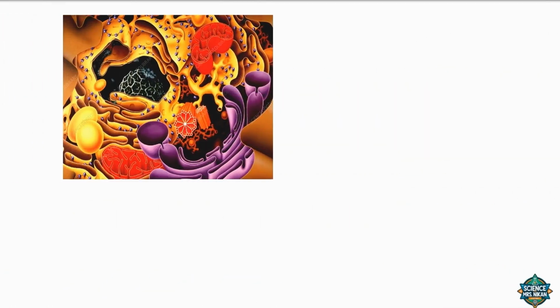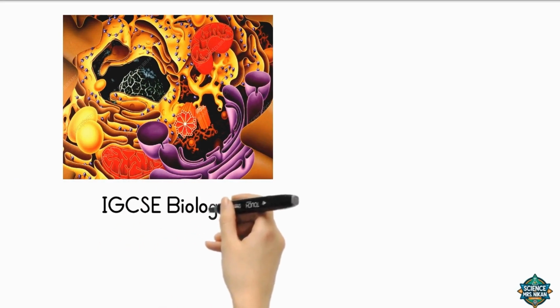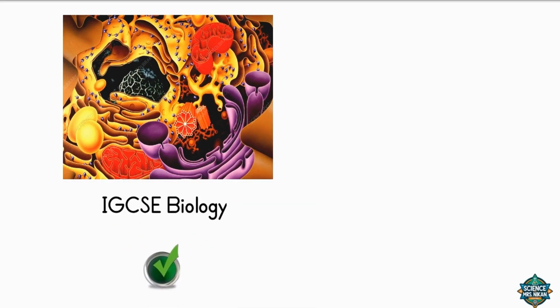If you understand what's inside a cell, you're already halfway through IGCSE Biology, but knowing the parts isn't enough. Next, we will look at the tiny workers inside every cell, enzymes, and how they control almost every reaction in your body.